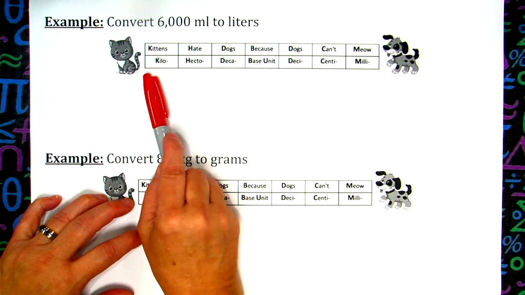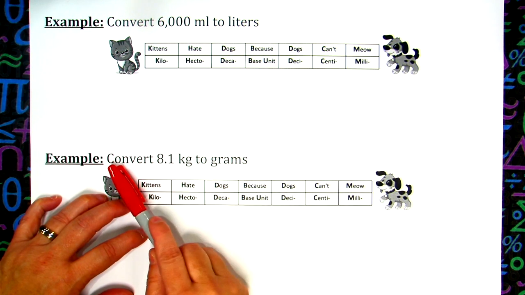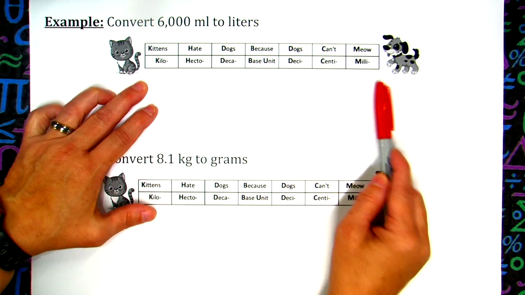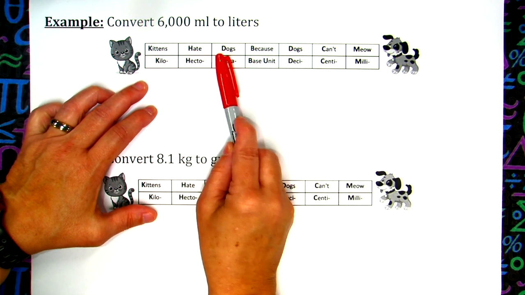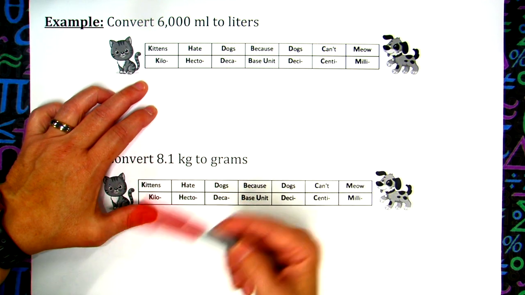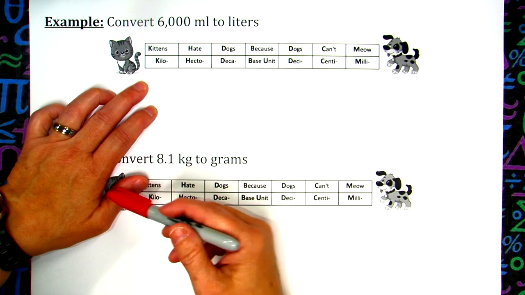Mnemonic device to help you remember this. You don't have to write out the metric prefixes, and you don't have to use a fancy chart like this. You could just do the KHD, BDCM, and then after it's memorized, this will be a real easy, quick way to do the conversions.